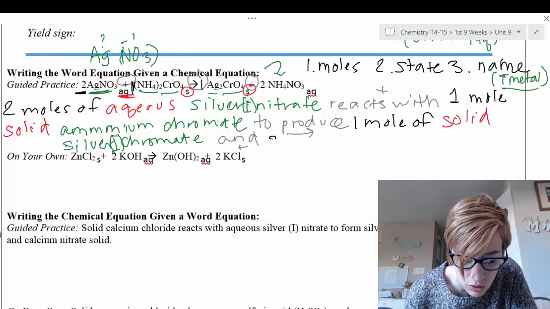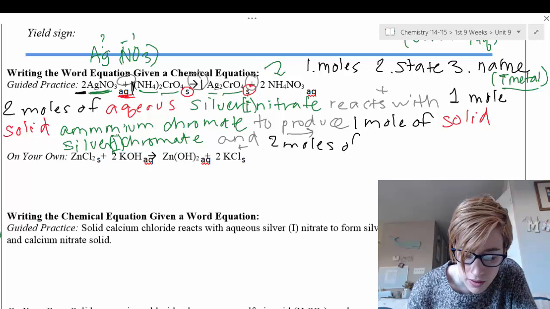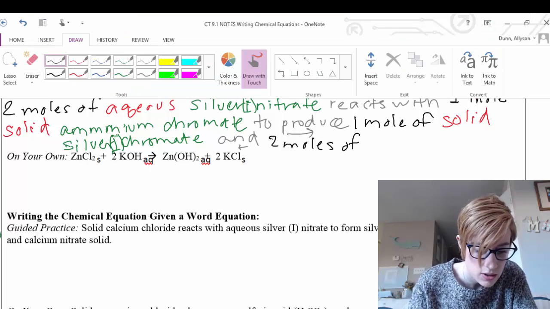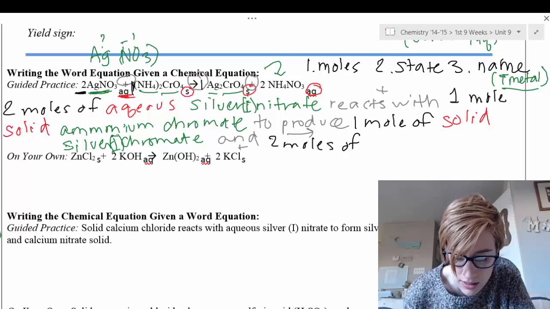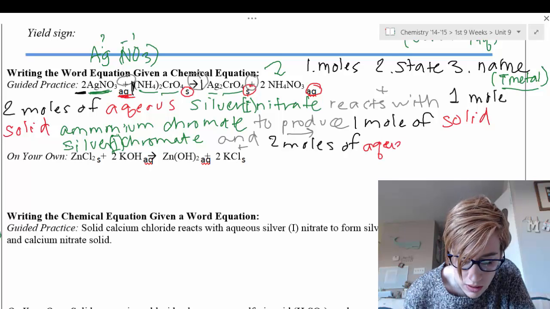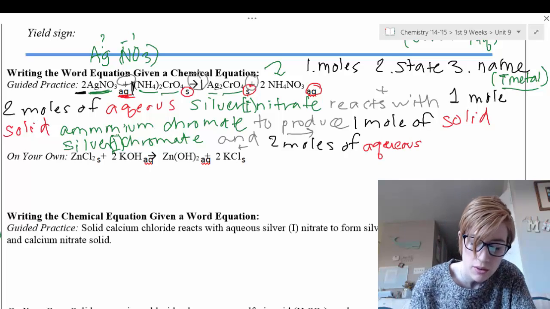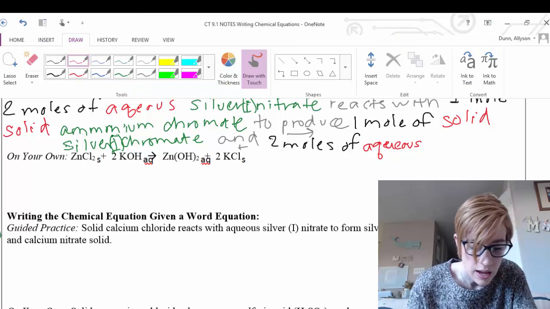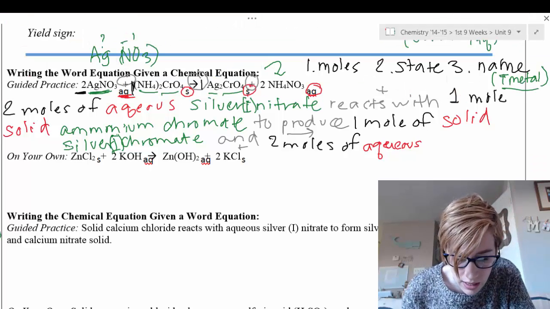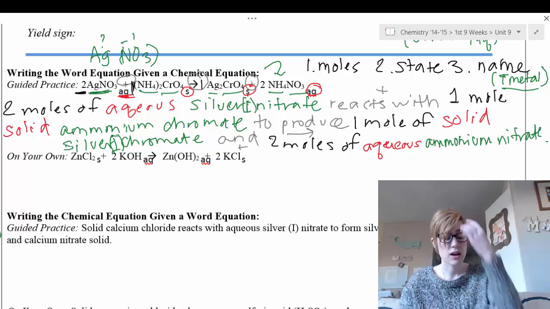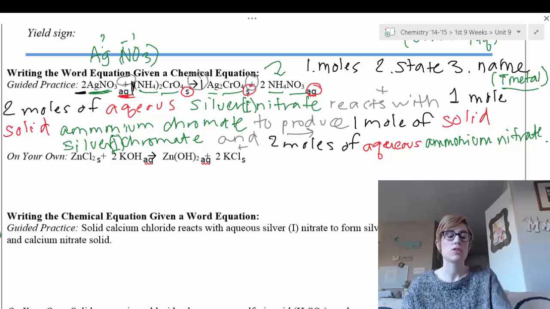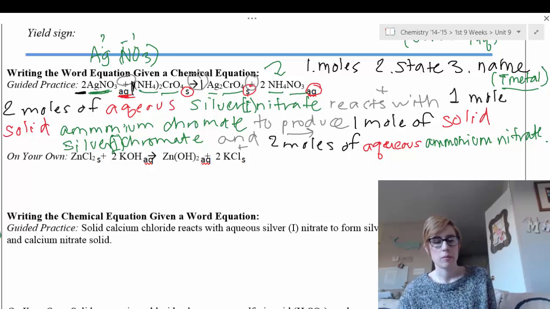So I have to write 2 moles of, and the second step is to write the state. So I write the state of this, which is aqueous. Now I write my name. NH4 is ammonium, and NO3 is nitrate. Okay, so that is one example of writing out the word equation when I'm given the chemical equation.